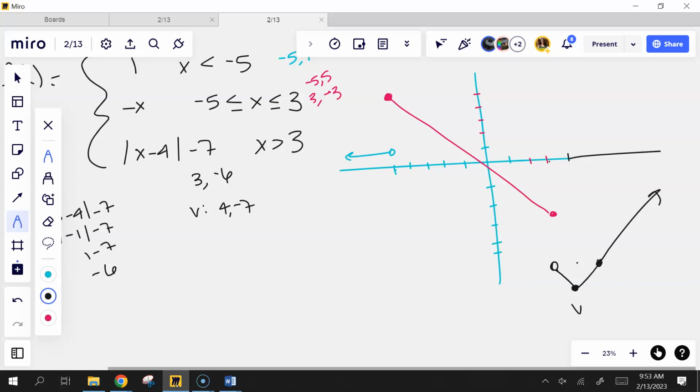How about the domain? How about the range? The range stops here because this line down here is continuing to go up forever, so it takes it up to infinity. What else?